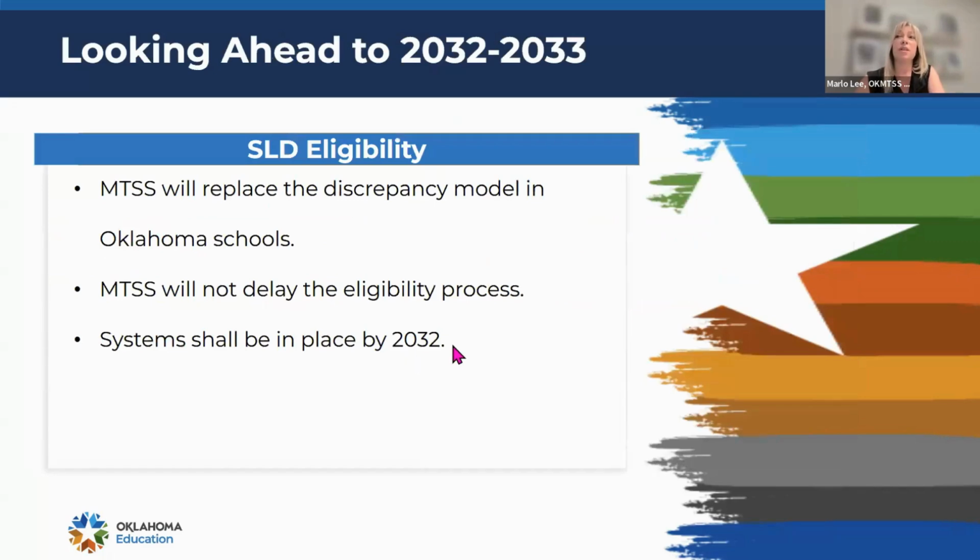Looking ahead to 2032, 2033, I'm sure you've heard that MTSS will replace the discrepancy model in Oklahoma schools, and so systems should be in place for MTSS by 2032, so that you can make decisions using this process. But MTSS will not be used to delay eligibility processes. Our team is working on an eligibility process handbook that will lay out all the processes for that, something your team can use moving forward.